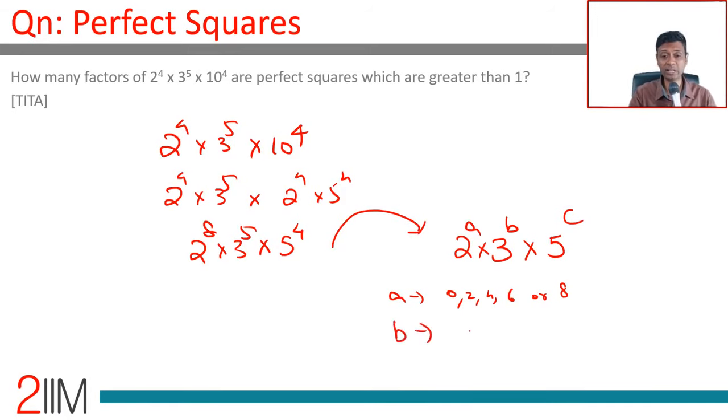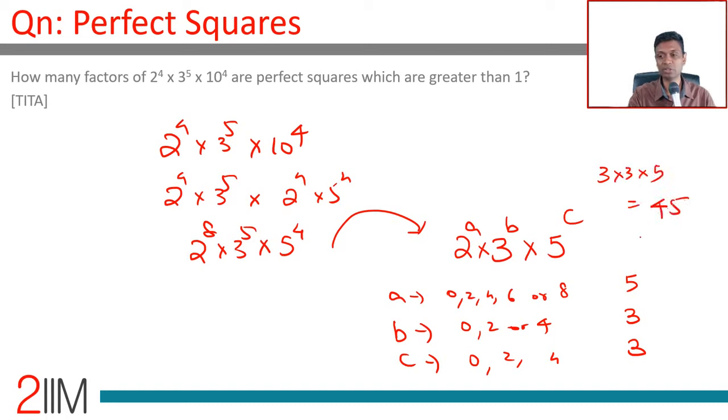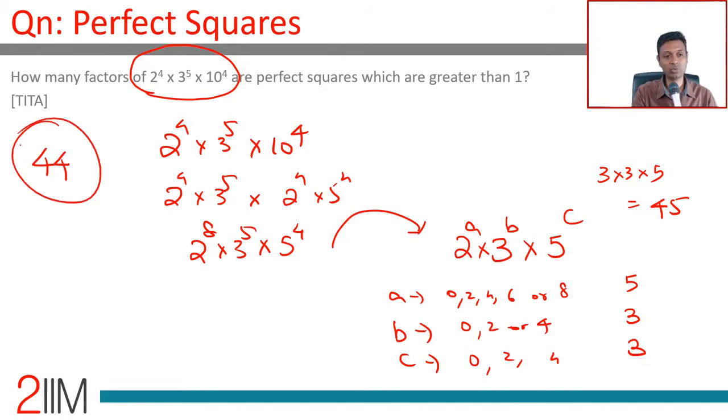What values can b take? B has to be 0, 2 or 4. What can c take? 0, 2 or 4. 5 possibilities here, 3 here, 3 here. Total number of possibilities 3 into 3 into 5, 9 into 5, 45. So for this number, there are 45 divisors that are perfect squares. One of those 45 will be the number 1, which is 2 power 0 into 3 power 0 into 5 power 0. We'll have to subtract that, so our answer is 44.